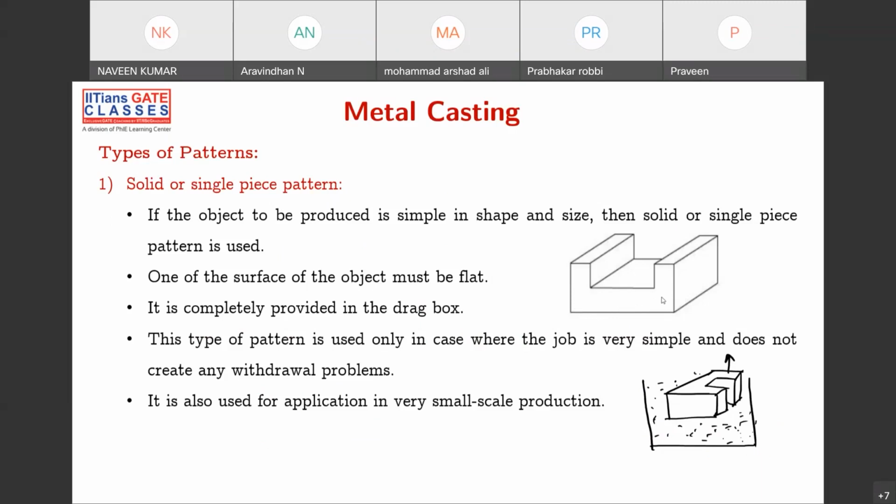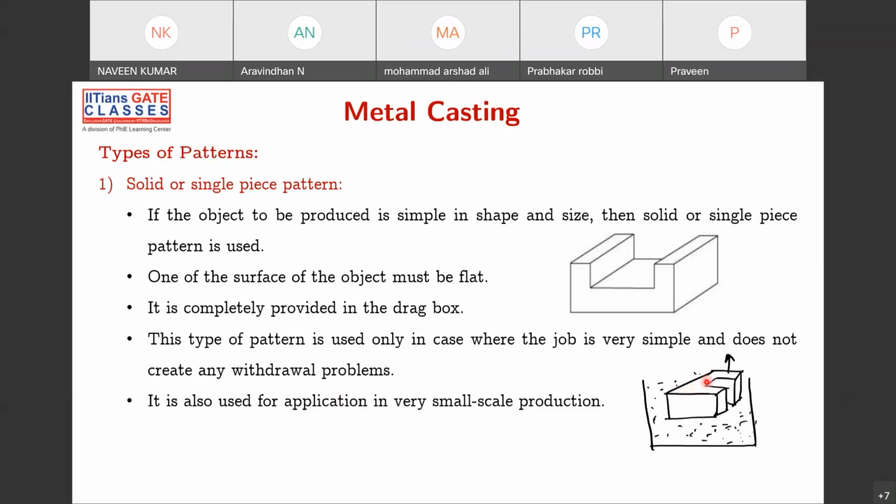So why a single pattern here? Because if you see this diagram, this is the molding flask. Now we have put this pattern like this, and then all around the pattern we have put the sand, and then we have rammed it. After ramming it, now you have to remove the pattern. That is what we have to do, right? We have to remove the pattern so that we are creating the cavity there.